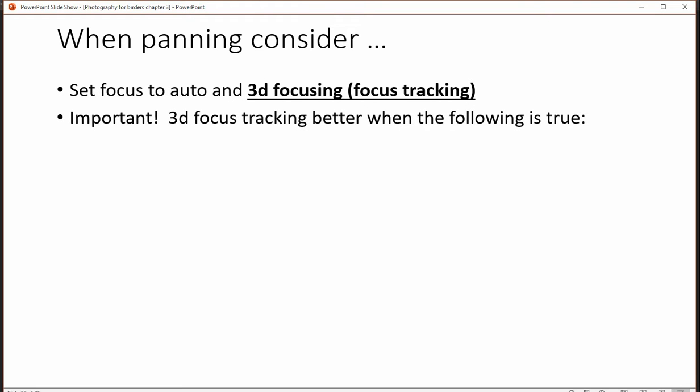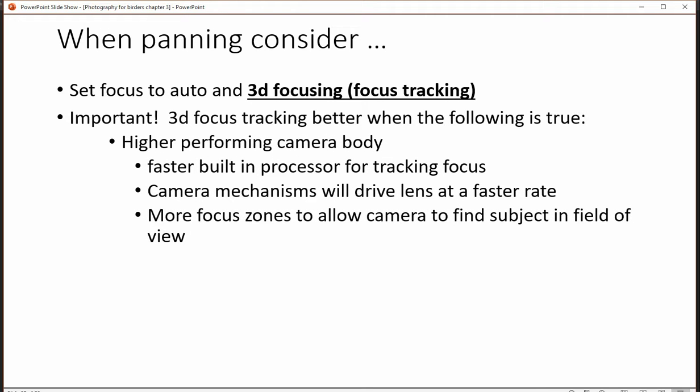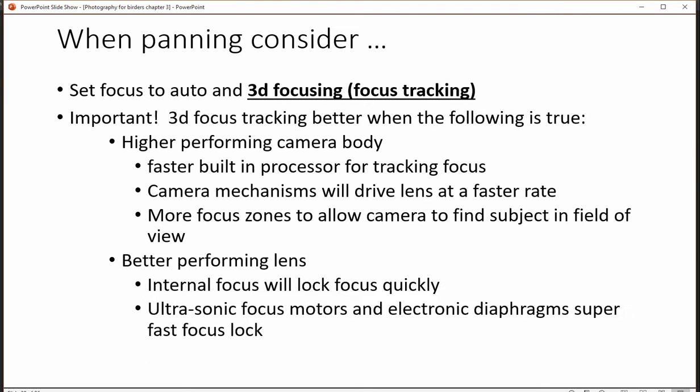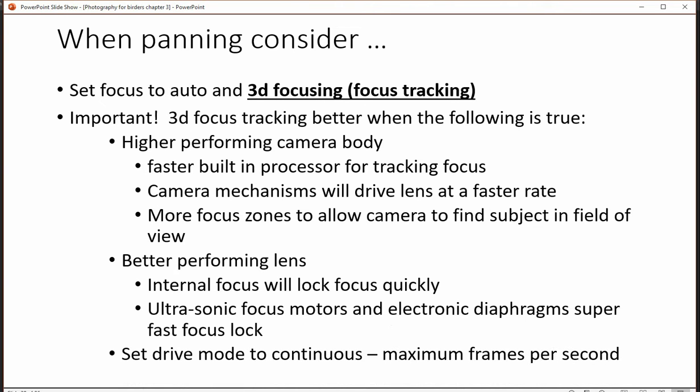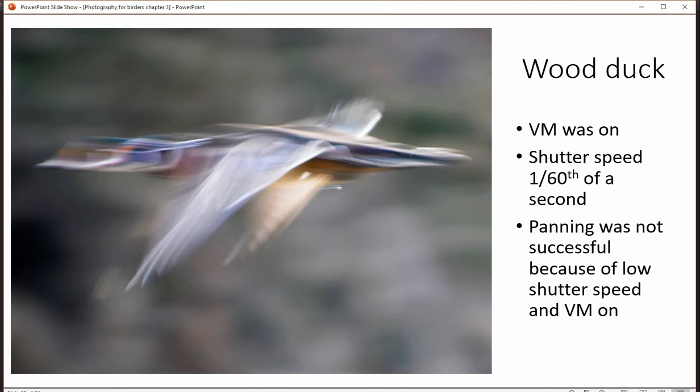If you're going to pan, consider using 3D focusing, also called focus tracking. Now, focus tracking is highly dependent upon the camera and the lens. Higher performing camera bodies are going to have faster tracking. They're going to have more focus zones. It's going to be able to jump around and find targets a lot faster. Better performing lens, internal focus or ultrasonic focus motors, for example, can perform well with the camera body, and I usually set my drive mode to continuous, so I'm shooting lots of frames per second.